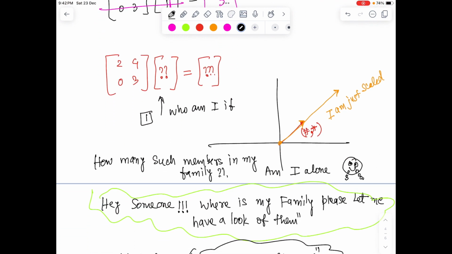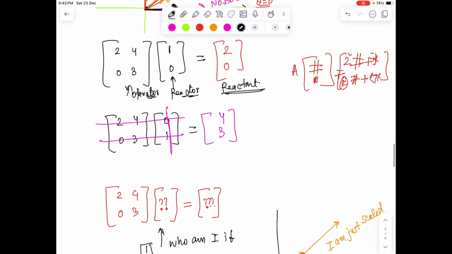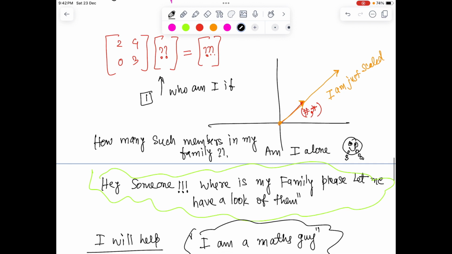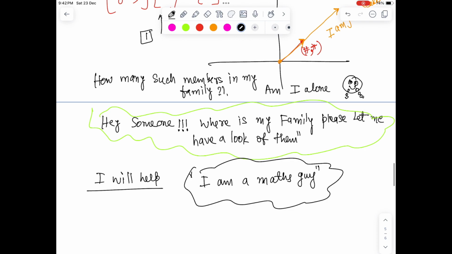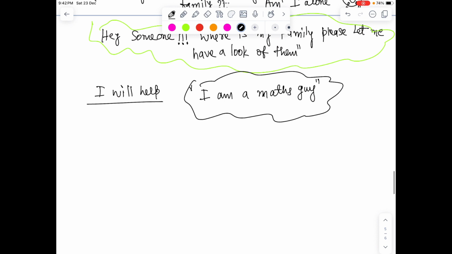So now let's talk about who I am such that the members in my family don't suffer any rotation. I don't want dizziness, right? Because if you have rotated, you will start feeling dizzy. So can you help these apple orange pairs as a mathematician? Hey someone, where's my family? Please let me have a look at them. So let's try to solve this question as a maths guy. And here we go in a very basic style. We have a matrix 2 4 0 3.